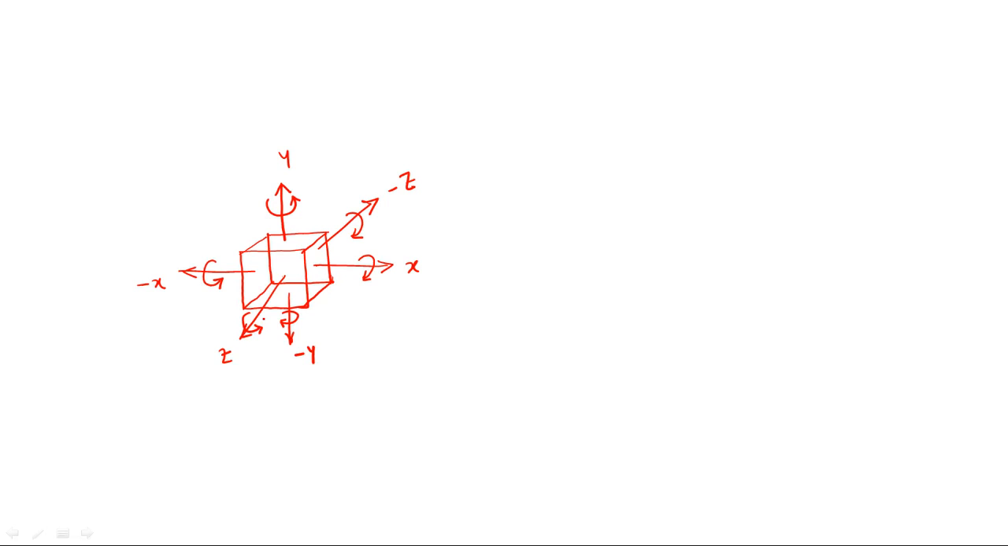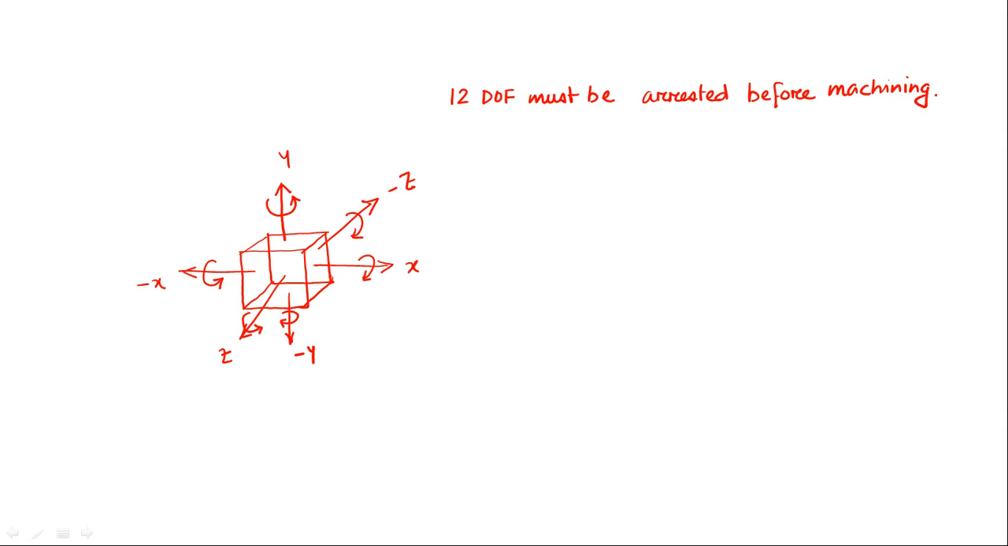So we can see for a single rigid object, it has 12 degrees of freedom. And while we will machine any workpiece, at first we have to arrest all these 12 degrees of freedom. All the 12 degrees of freedom must be arrested before machining. So how can we arrest all these 12 degrees of freedom?